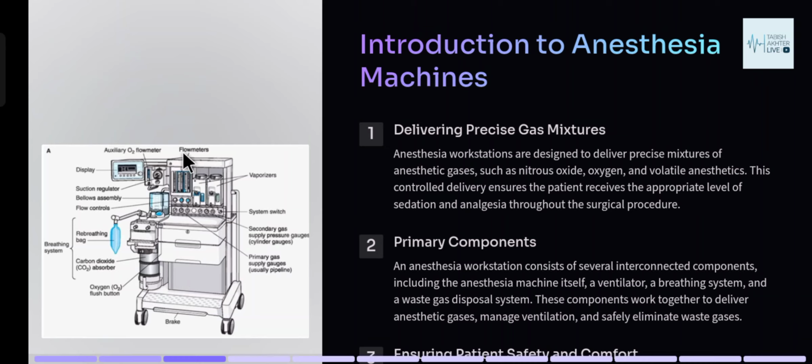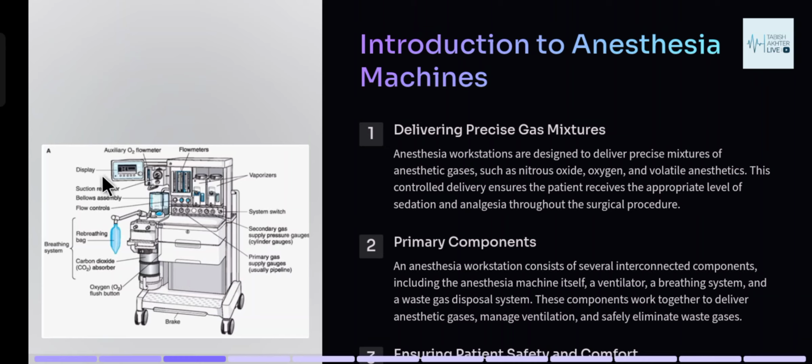3. Flow meters. Devices that measure and regulate the flow rate of gases, for example oxygen and nitrous oxide, delivered to the patient. Each gas has a separate flow meter, often color-coded for easy identification. 4. Auxiliary O2 flow meter. A backup oxygen source that can be manually controlled, allowing the anesthesiologist to deliver oxygen directly to the patient if needed, independent of the primary system.